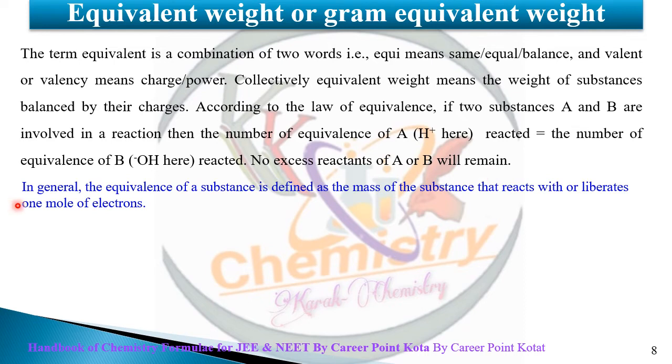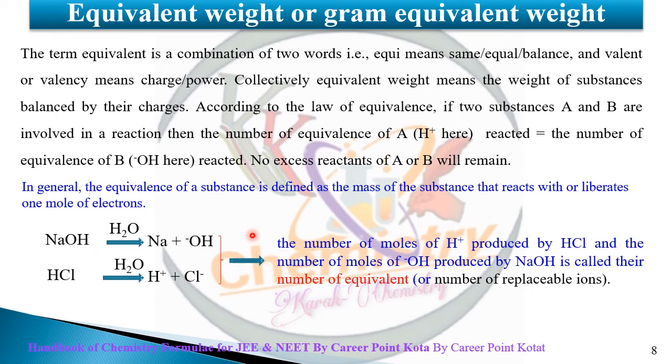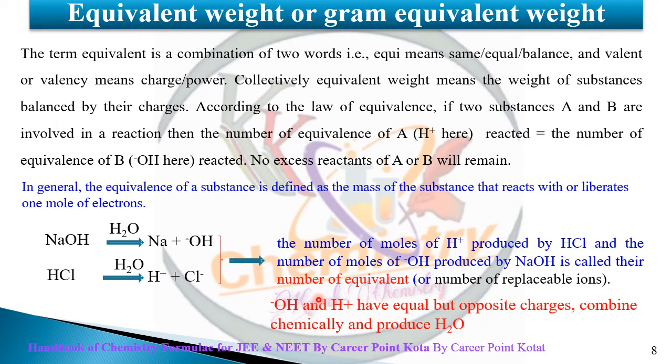In general, from electrochemistry, as this concept has been taken from electrochemistry, we can define equivalent weight: the equivalence of a substance is defined as the mass of the substance that will either react with 1 mole of electrons or liberate 1 mole of electrons. Here you can see NaOH produces 1 mole of OH, HCl produces 1 mole of H plus. OH and H plus have equal but opposite charges and they combine with each other chemically to produce H2O.